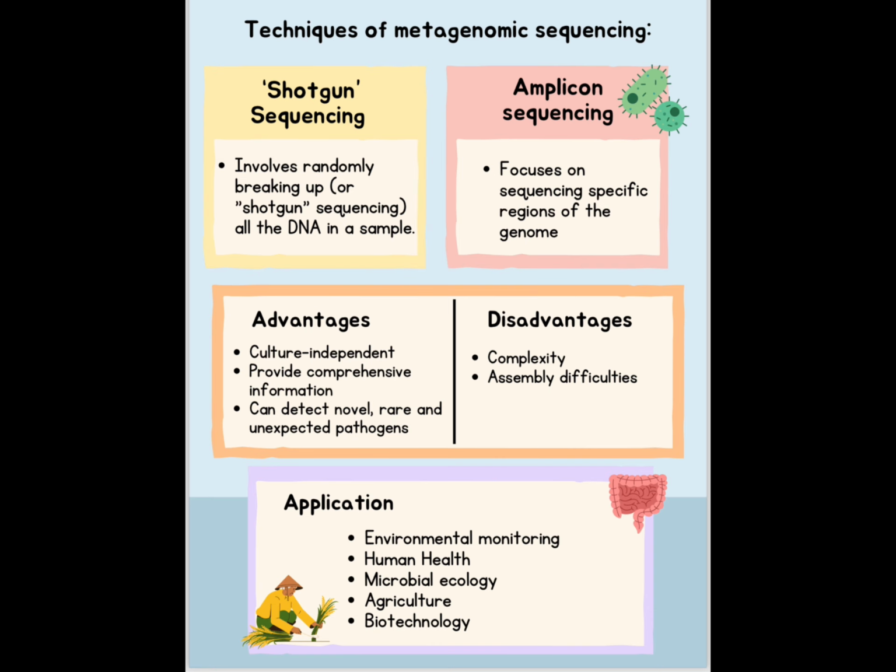Lastly, metagenomic sequencing is applied in various fields such as environmental monitoring, human health, microbial ecology, agriculture, and also biotechnology. Application of metagenomic sequencing in human health helps in investigating the human microbiome's role in health and disease, and to detect drug resistance genes for pathogens.